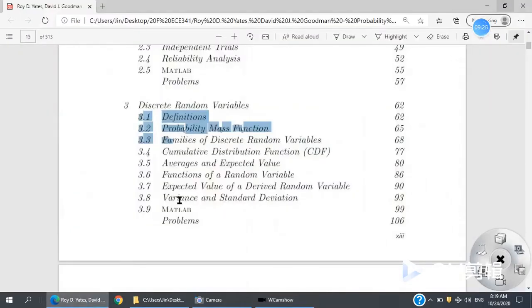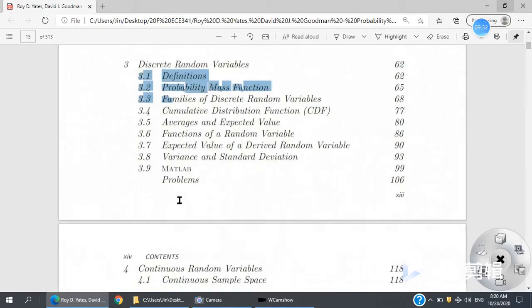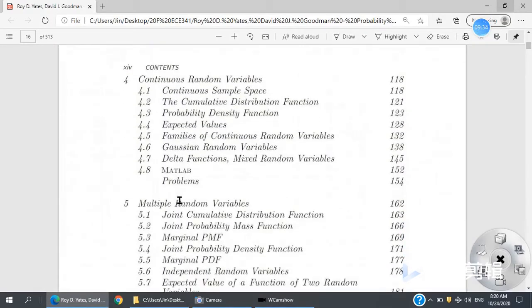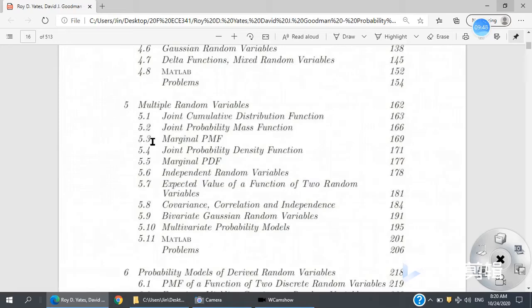Okay, then we go back here. We have chapter 3 from 1 to 8, and chapter 4 is also 1 to 6. I don't have 7 and 8. All right, for chapter 4, we only have sections 1 to 6. And chapter 5, we have 1 to 10.